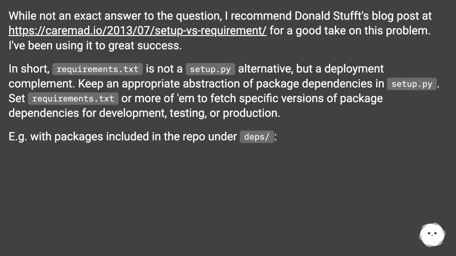While not an exact answer to the question, I recommend Donald Stufft's blog post at this URL for a good take on this problem. I've been using it to great success. In short, requirements.txt is not a setup.py alternative, but a deployment complement. Keep an appropriate abstraction of package dependencies in setup.py. Set requirements.txt, or more of them, to fetch specific versions of package dependencies for development, testing, or production. For example, with packages included in the repo under dep/.